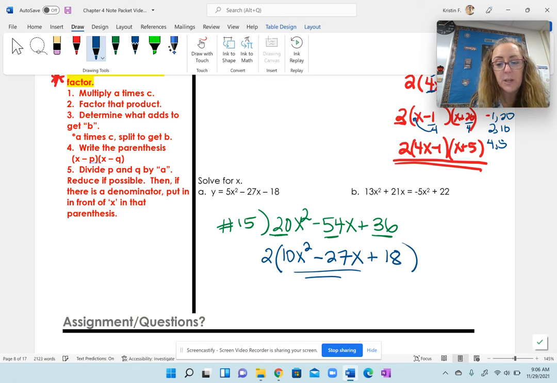Now do your 5 steps from here to factor and keep that 2 in your final answer. And that should do it. See if that helps get you through your worksheet. If we have any questions, we do have time in class tomorrow to go over them.